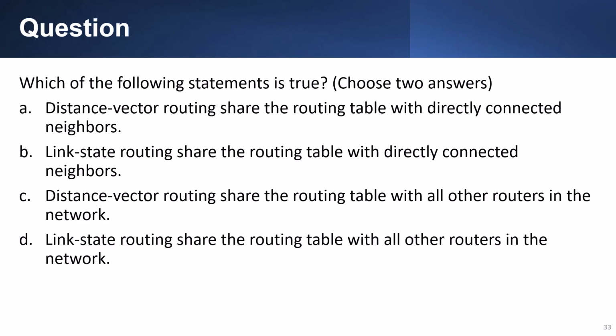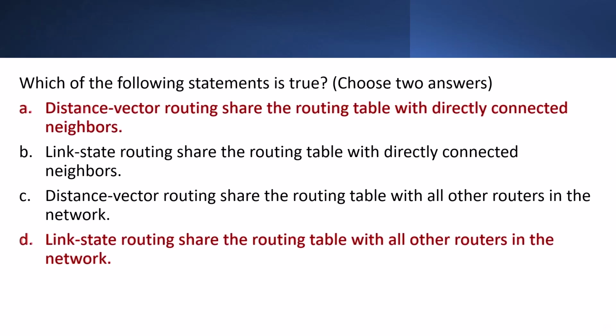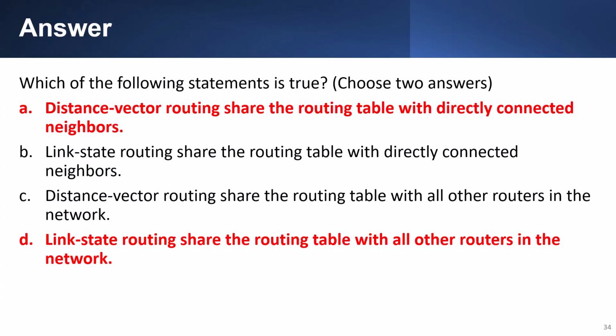Question: which of the following statements is true? Choose 2 answers. Answers: distance vector routing shares the routing table with directly connected neighbors, and link state routing shares the routing table with all other routers in the network.